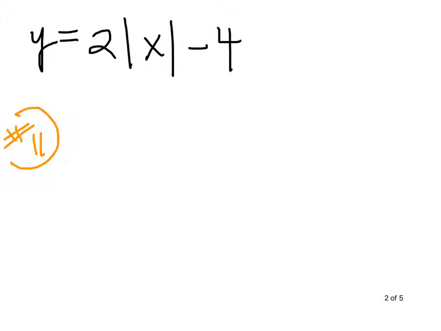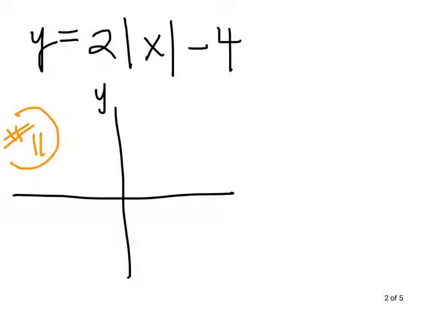We know the y, it's minus 4. And the x, it's 2. It's 1. So absolute value, what's the shape? It's a V. Absolute value always looks like a V, right? Always looks like a V.